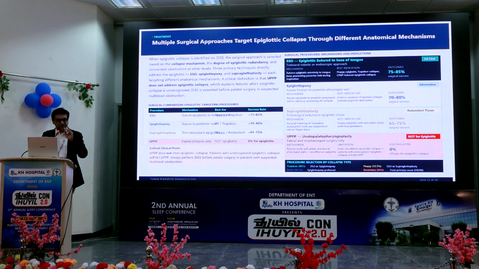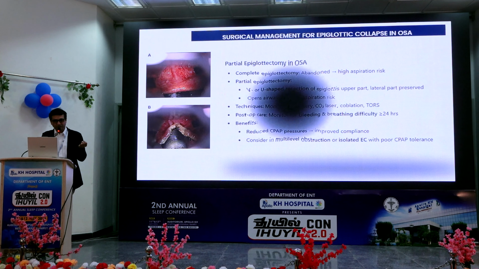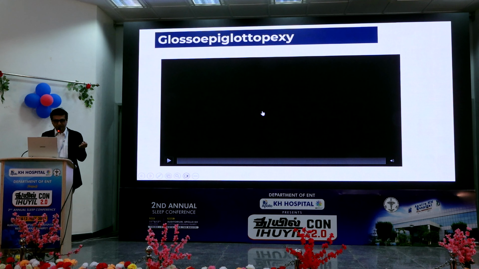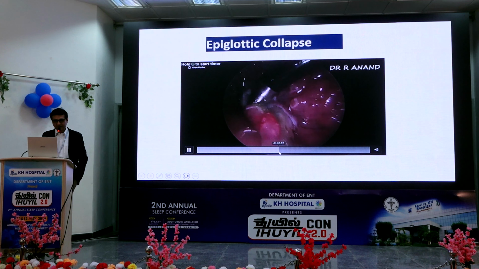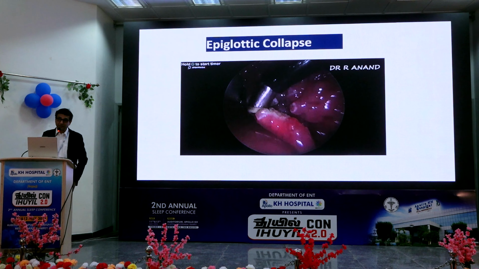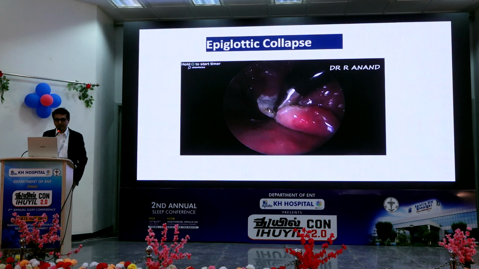There are multiple surgical approaches for the epiglottis. So I will go in. This is partial epiglottopexy. That one is with the microscope, which is sometimes very difficult to see with. So this is a 45 degree, with the same surgical method. This is all the same.